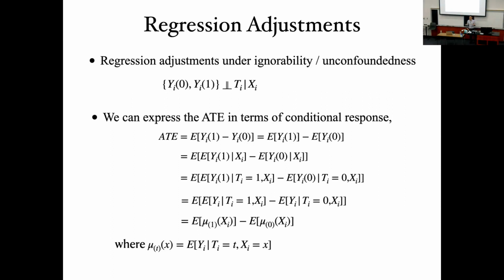Why can you do so? Because I can predict the value of Y given any value of X since I have the conditional models, mu1 and mu2. Good? Okay, so this is basically regression adjustment. I'll give an example later.